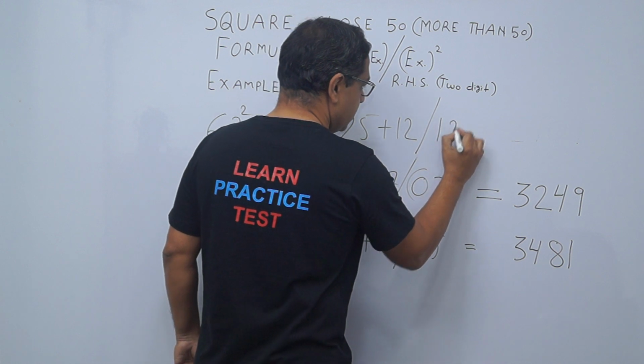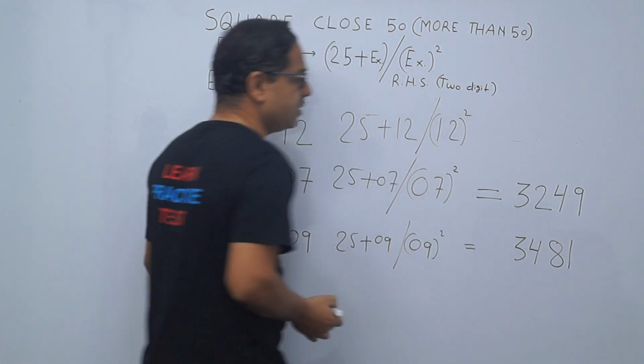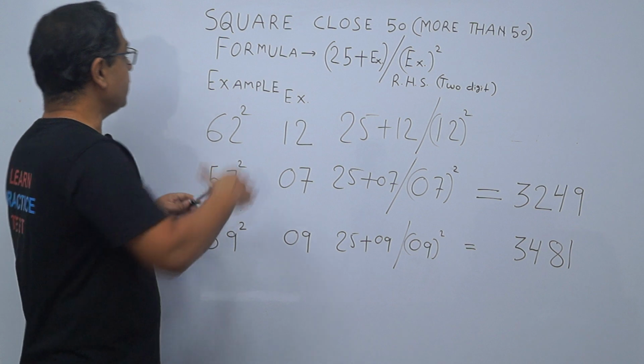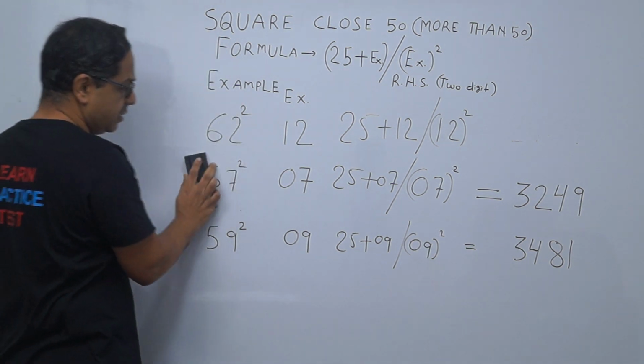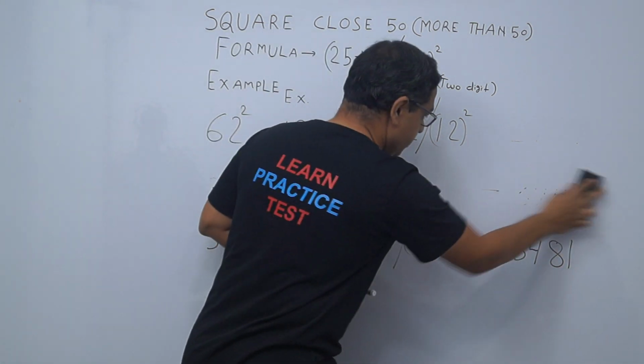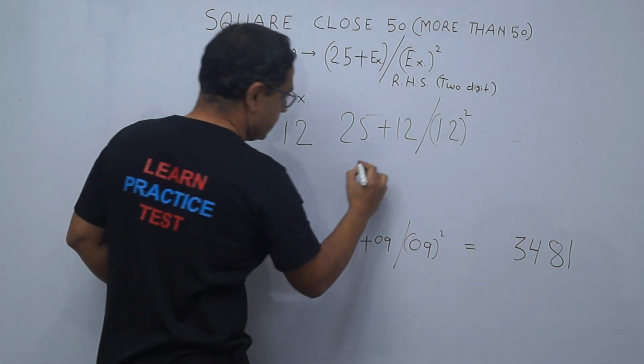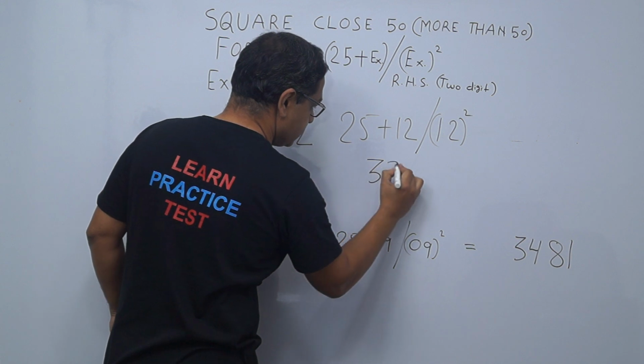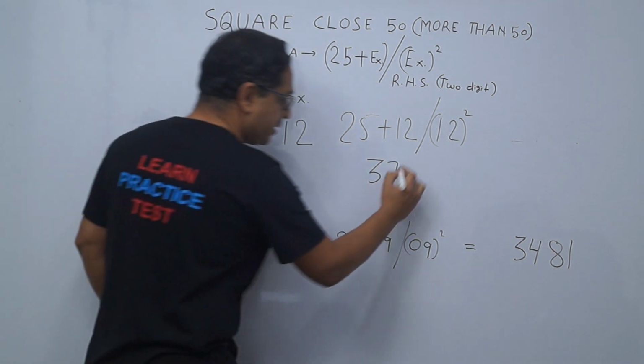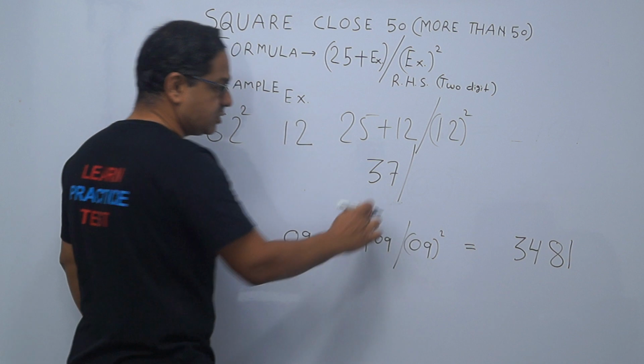On the right side we have 12 square. Now in this particular case, I will explain one example. We have 25 plus 12 is 37, but on the right side we have 144, which is the square of 12.